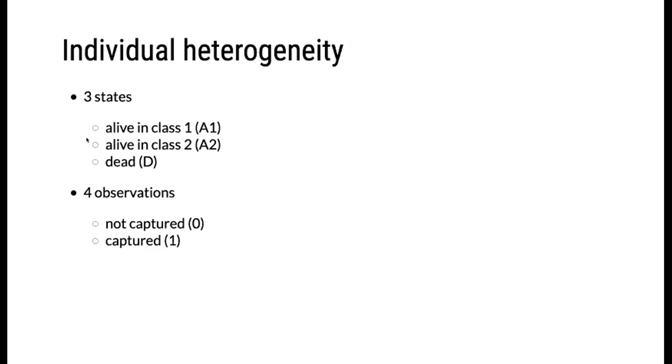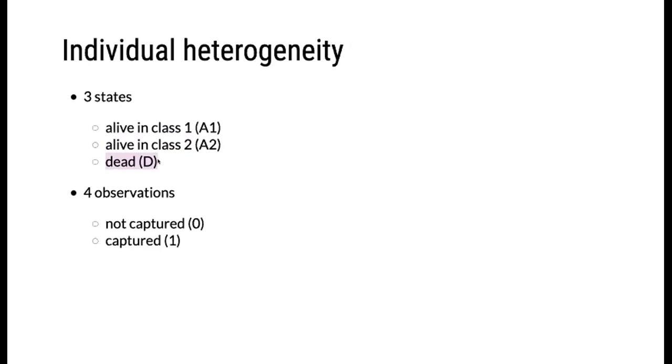So three states: alive in class one, alive in class two, okay? So it's different from the standard Cormack-Jolly-Seber model. We have two classes now, not just alive, but alive in class one and alive in class two. And we have the third state, as usual, the dead state, okay?